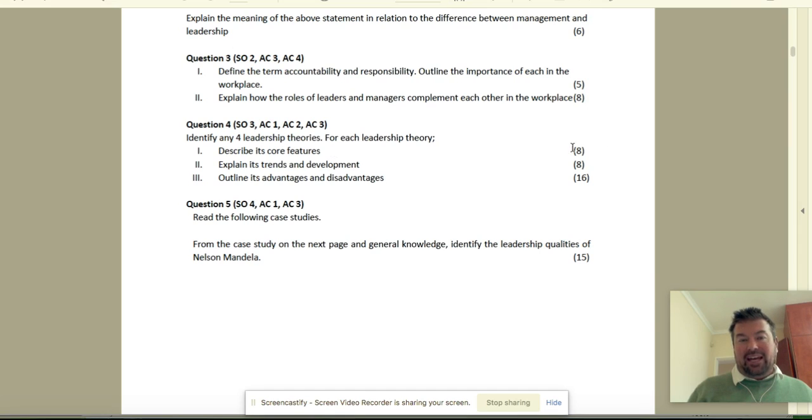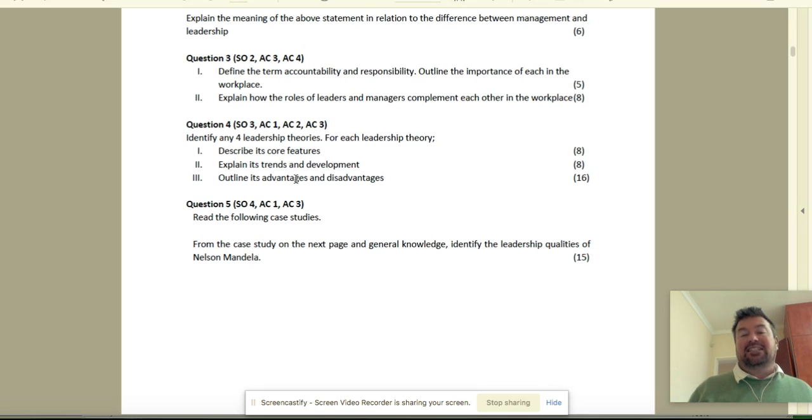Now remember, you've got 8 to describe 4 leadership theories. So make sure that you have 2 very comprehensive sentences that spell out the core understanding of each theory. Then explain its trends and development. Tell me, how did it grow? When did it grow? Has it still been used? Why has it not been used? So again, for every theory, give me 2 key ideas.